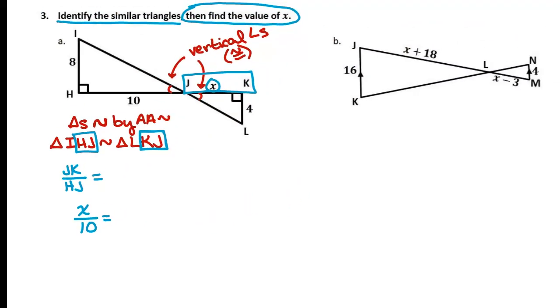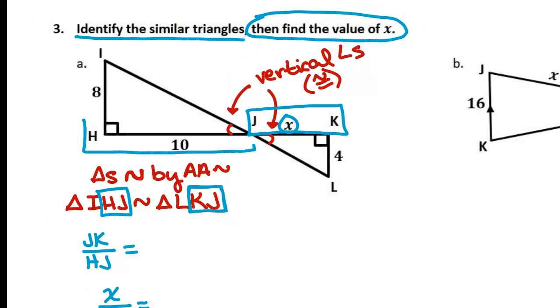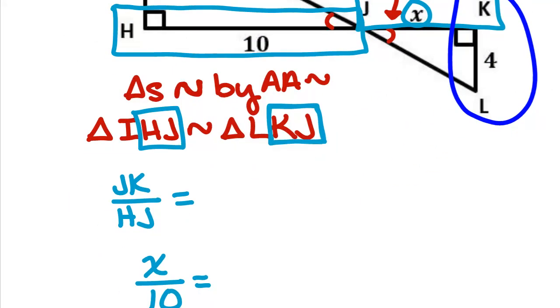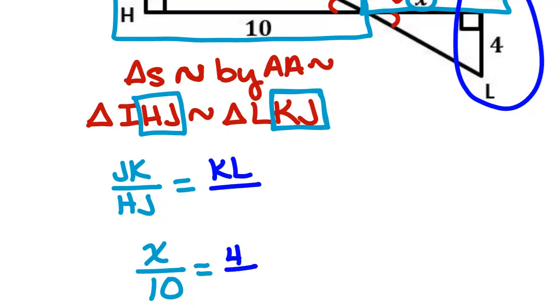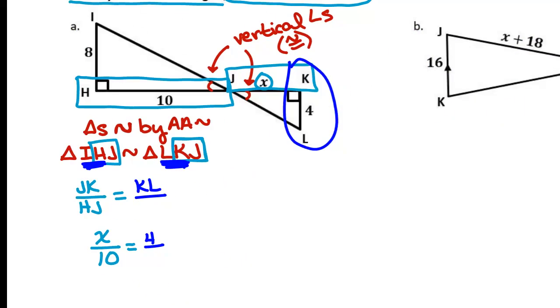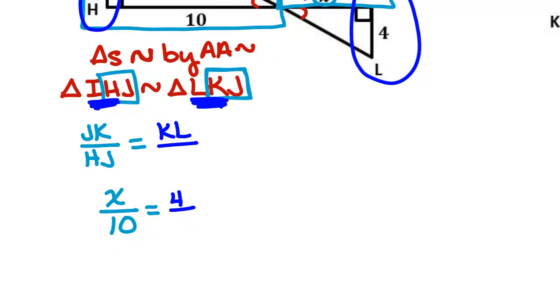Now let's do our other proportion. What's the only other side that we know about on the little triangle? 4, which is KL. KL is the first two letters in the way we named that triangle, which means it has to correspond to what? HI. How big is HI? 8. So KL over HI, or 4 over 8.